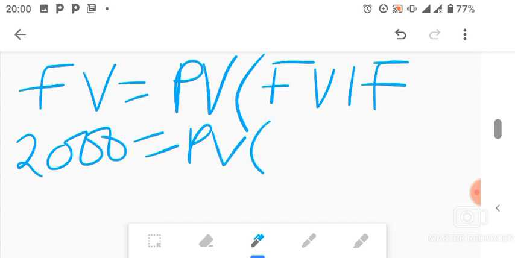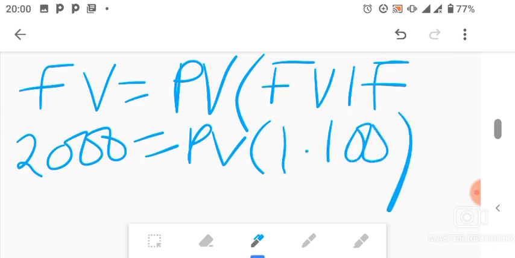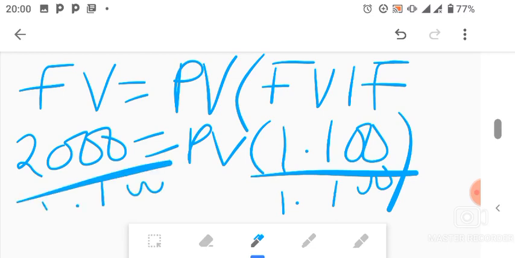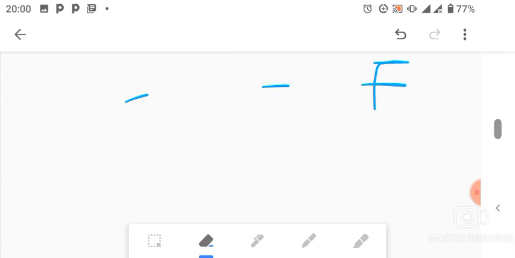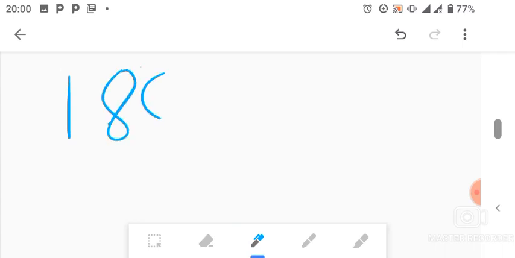What is this part? The FVIF. So we have a rate, they have given a rate of 10%, and a time period, they said 1 year from now. So just go there and put it. We find it on the table. 10% for 1 year gives you a certain figure like this, I'm sure. Then you change the subject of the formula, where you divide both sides by 1.100. You should land with a final answer of about 1818.18 kwacha.